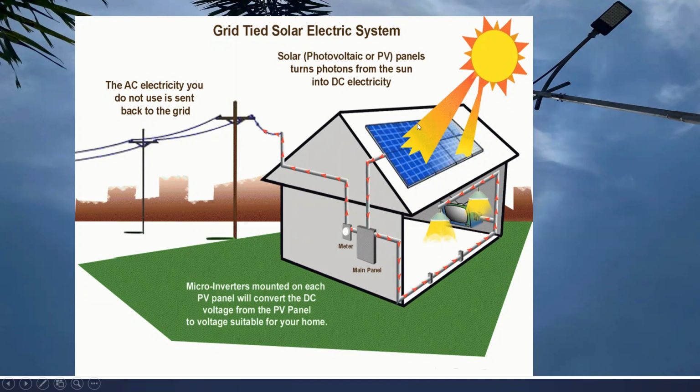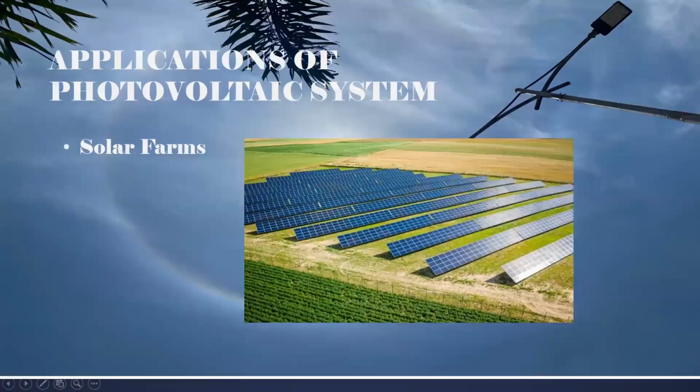So this is the solar panel placed on the rooftop of the house. So you can see how the electricity is generated from the solar energy and supplied. So now let us see the applications of photovoltaic system.